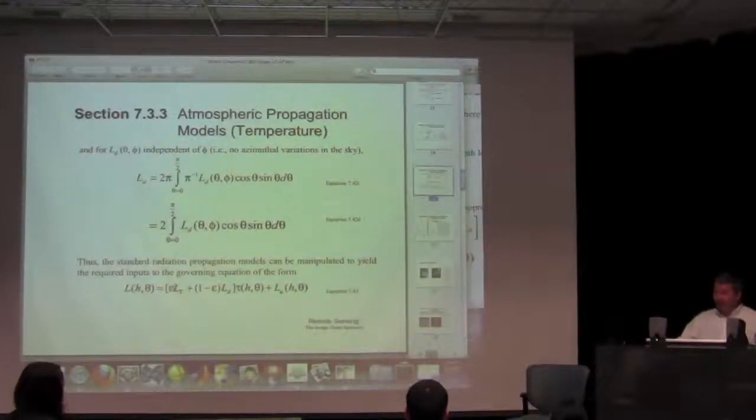So the target is not a black body. But if I take that target leaving radiance and I divide it by the emissivity, then what you have is the equivalent of what would leave a black body. That make sense? Yeah.